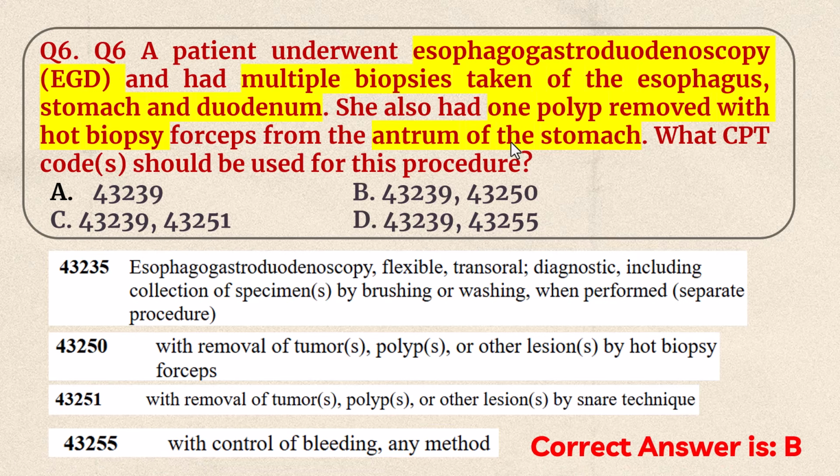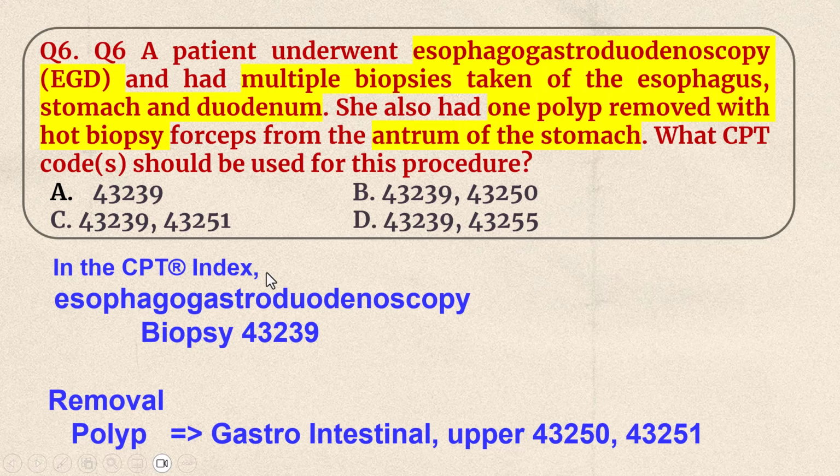If you encounter a similar scenario in your real working world, you have to use the CPT index. In the CPT index, you have to go to esophagogastroduodenoscopy. For the biopsy, you have to go to the subcategory of biopsy. Then it will lead you to the code 43,239. For the removal of polyp, you have to go to the CPT index for removal. Then select polyp. In the polyp, you have to select the subcategory gastrointestinal upper. Gastrointestinal upper includes the stomach, esophagus, those parts. So it leads you to the codes 43,250 and 251. So again, you have to go back to the tabular list and confirm the answer. Once you confirm, the correct answer will be answer B.